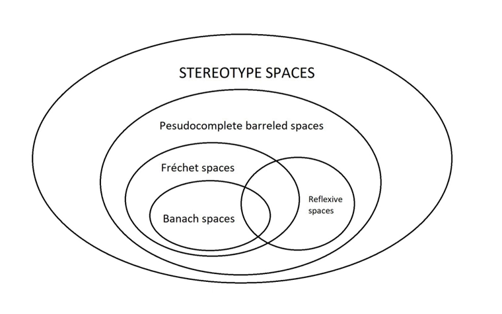Topic: category STE of stereotype spaces. The class STE of stereotype spaces forms a category with linear continuous maps as morphisms and possesses the following properties. STE is pre-abelian. STE is bicomplete. STE is autodual with respect to the functor X maps to X star. STE is a category with nodal decomposition. STE is a star-autonomous category.